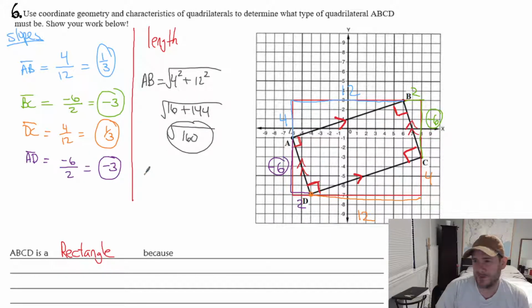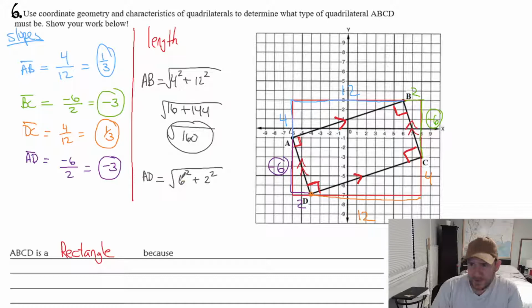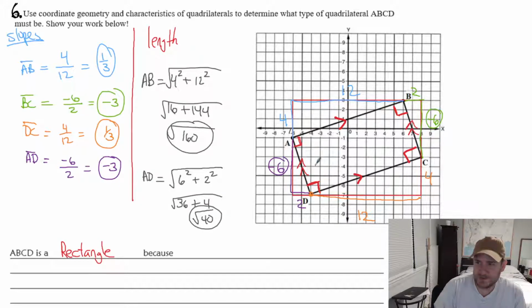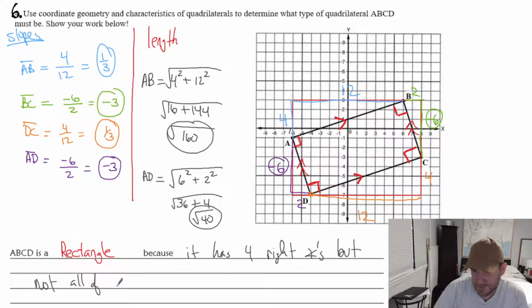So that's AB. Now just do AD. And for AD, use the 6 and the 2. And remember, I don't really care about the -6, because -6 squared is going to be positive 36, just like 6 is. So you don't really have to worry about the signs. But 2 squared is 4, so I'm getting root 40. So those are definitely different. So you can say this thing's a rectangle because it has 4 right angles. But not all of its sides are congruent.